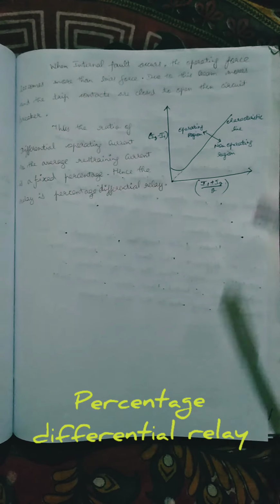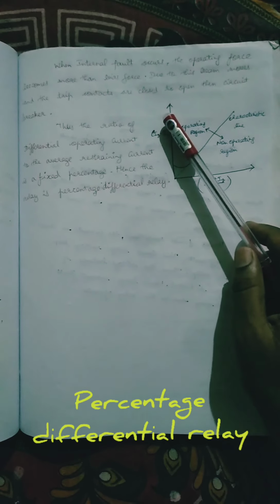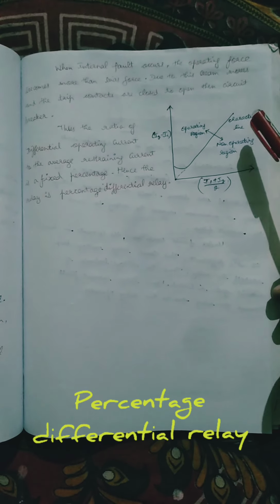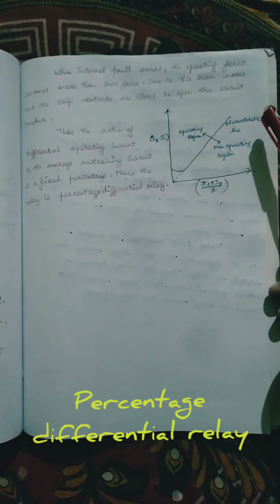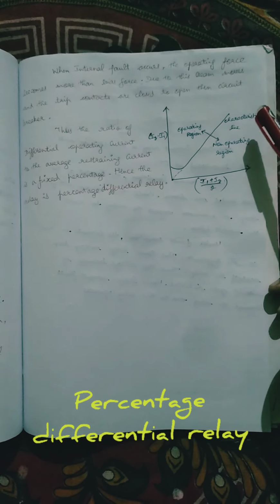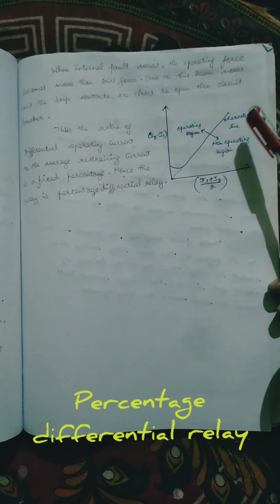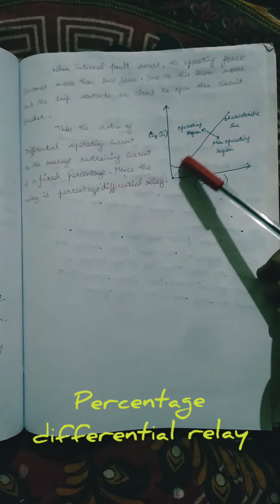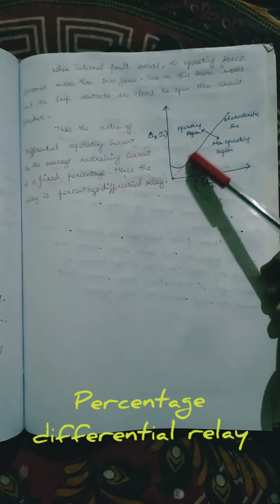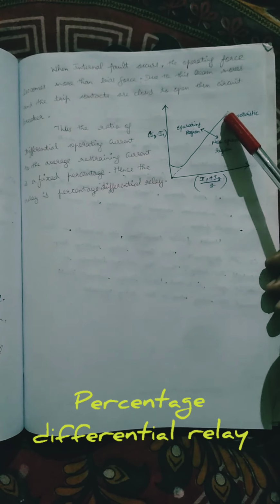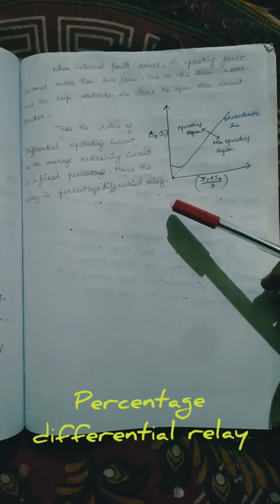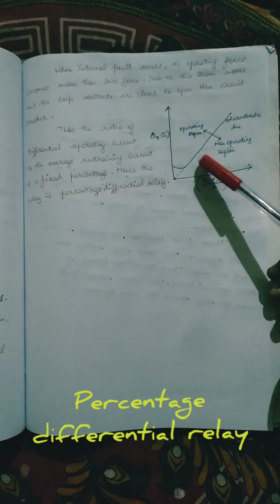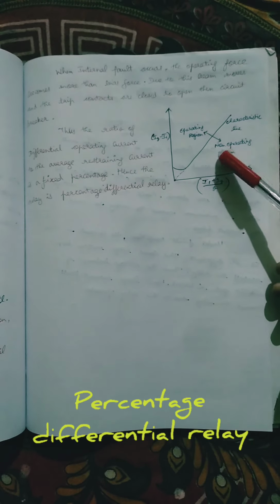There will be no transient or fault tripping. During an internal fault, which means a fault occurring within the zone, the operating force becomes more than the biased force. Due to this, the beam moves and the tripping contacts are closed, so the circuit breaker opens. At the start the current will be fluctuating, and after some time the current will settle in the same manner. The ratio of the differential operating current to the average restraining current is a fixed percentage. That's why we call this a percentage differential relay.